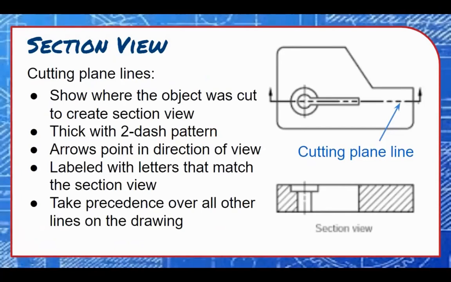Arrowheads on the ends of a cutting plane line point in the direction that the object is viewed in the section view. Letters on the cutting plane line match letters on the section view it creates, which helps prevent mixing up views when multiple section views are created in the same drawing. These lines take precedence over all other lines on the page, so if they happen to fall in the same spot as an object line, the cutting plane line is what is seen and the object line falls behind.